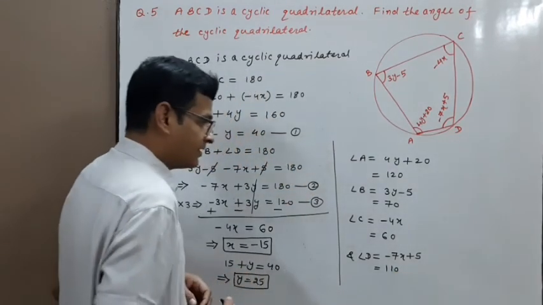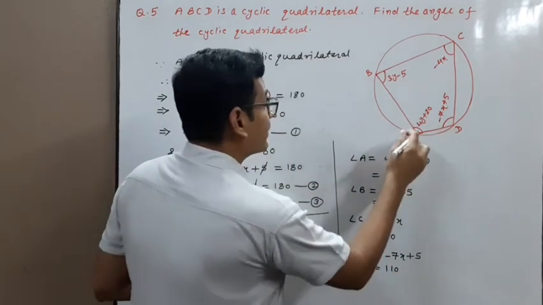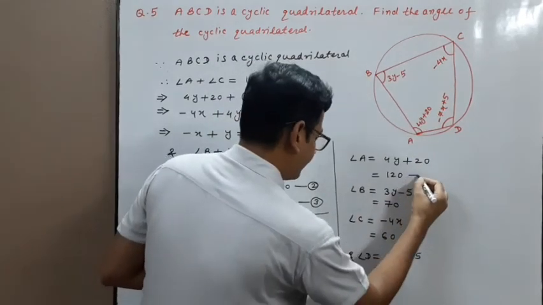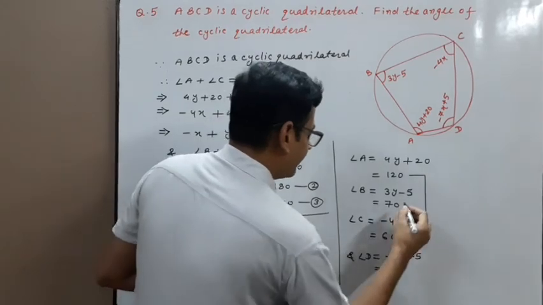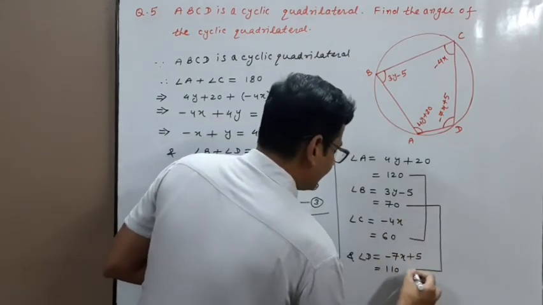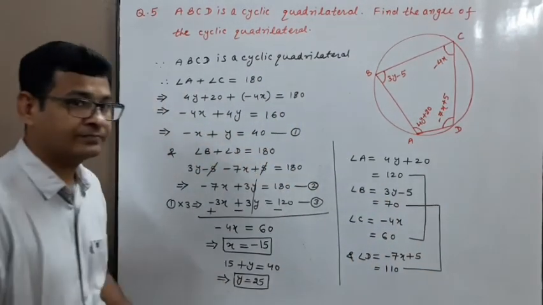Now cross check your answers. Angle A plus angle C is equal to 180. Sum of opposite angles is 180 degrees. And 70 plus 110, 180 degrees.